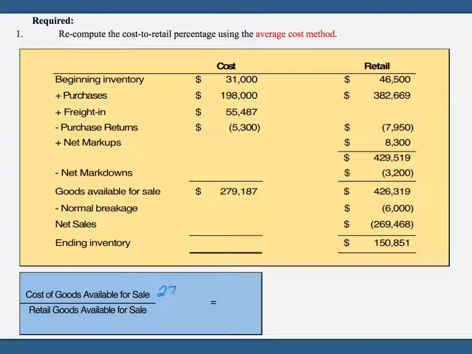So let's go ahead and do that. Take our 279,187, divide by 426,319, and that's going to give us 65.48%. So round that to 65%. That again is going to give us the same answer for ending inventory. If we were to multiply that out, 65%, our ending inventory will be 98,053, and our cost of goods sold would again equal 181,134.